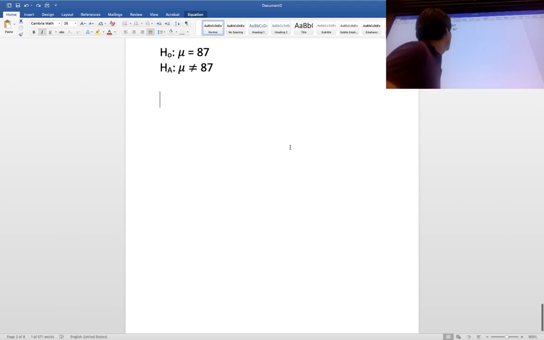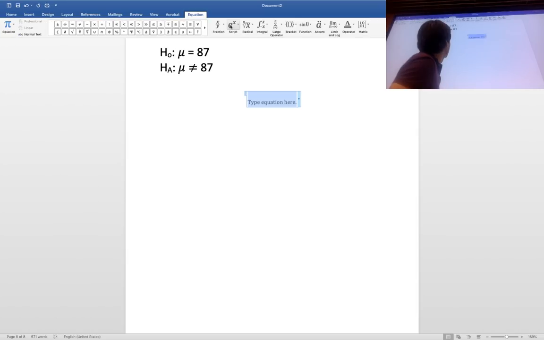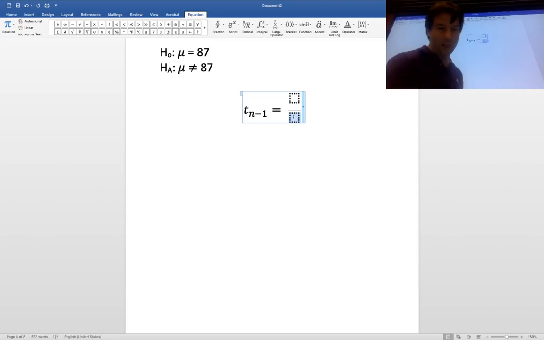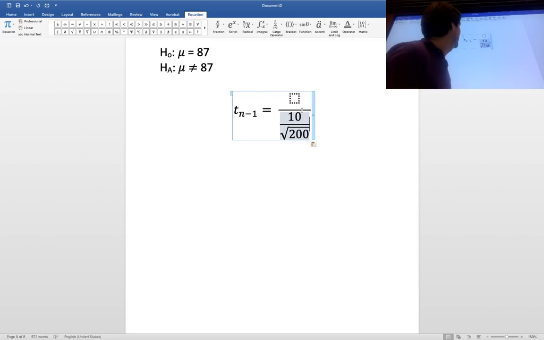And we need to insert an equation. I am now going to solve for t with n minus 1 degrees of freedom. So I'm going to solve for the t statistic. This t does not have a star on the equation sheet. This is not the t for a confidence interval. So this is the t I am solving for. And we need to then take a difference and standardize it.